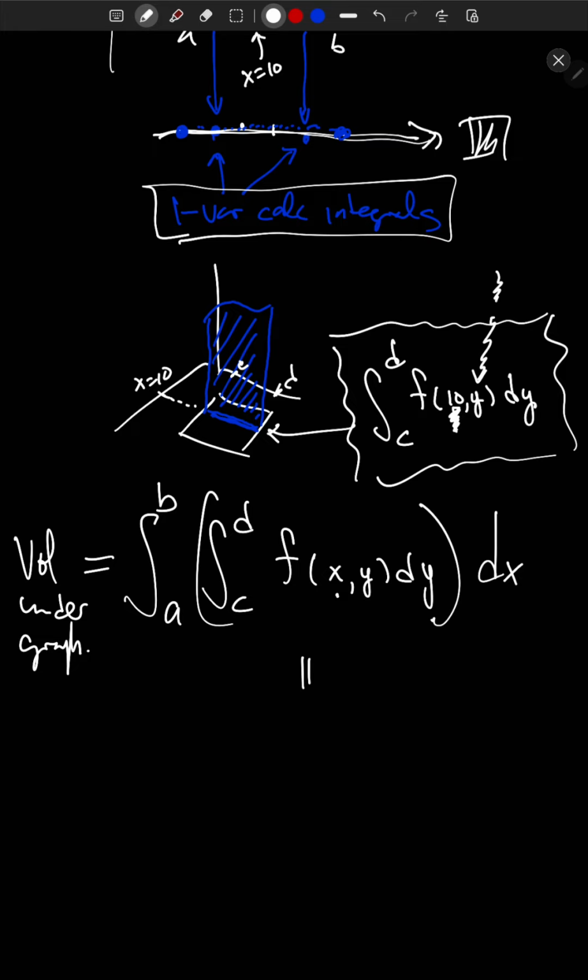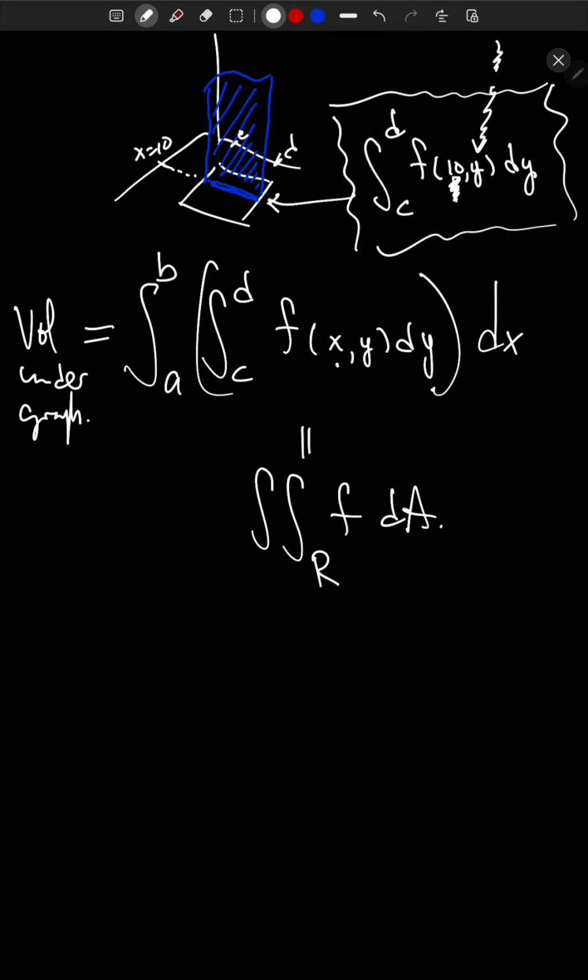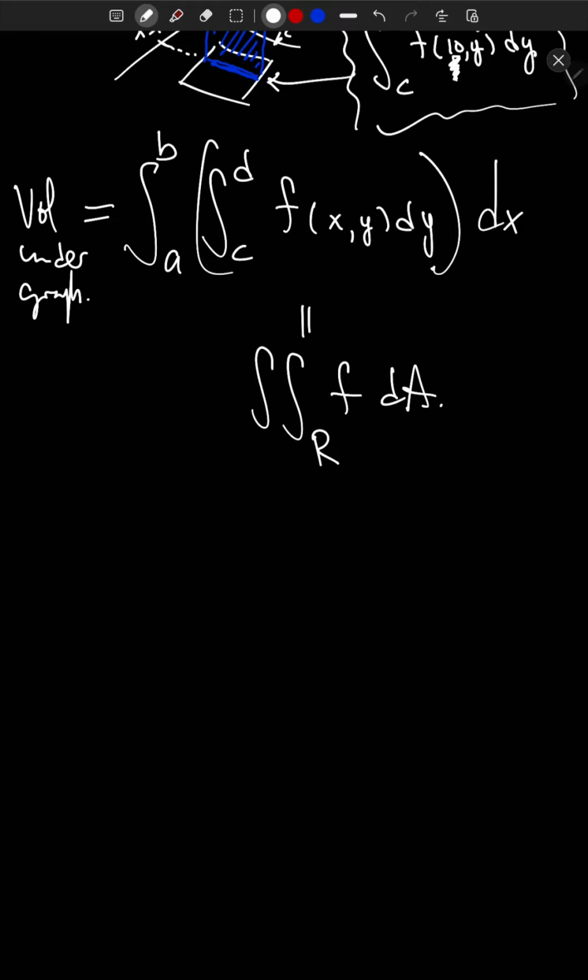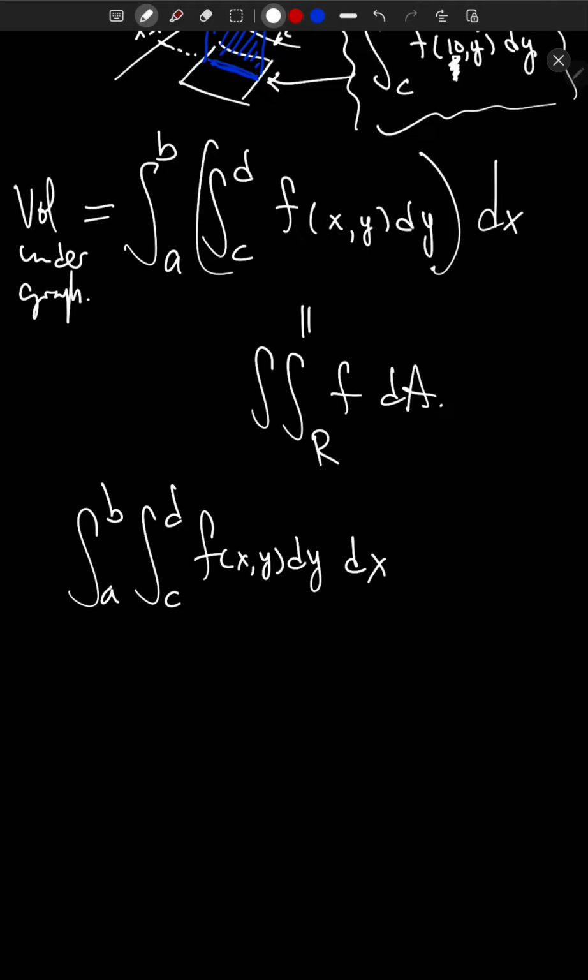And of course, the more general notation is the double integral over our region of f dA, all right? Okay, so normally we write this, we don't bother to write the parentheses, so I just write a to b, c to d, f of x comma y, dy, and then dx.